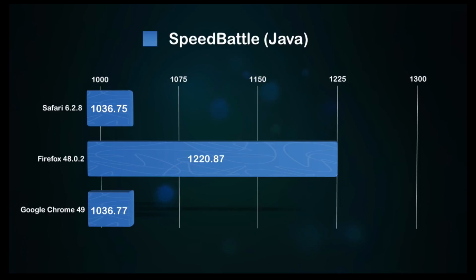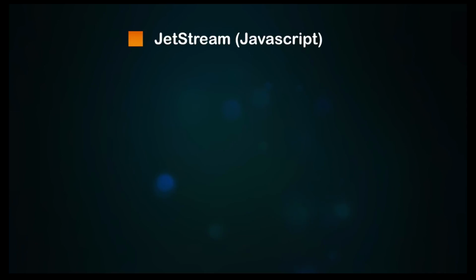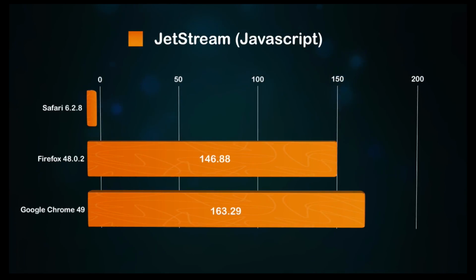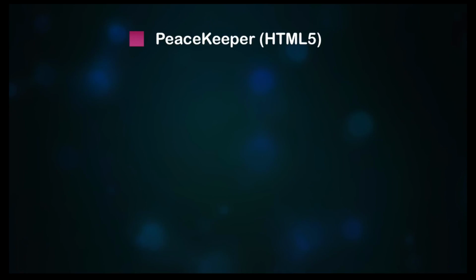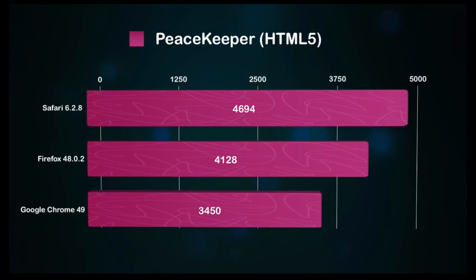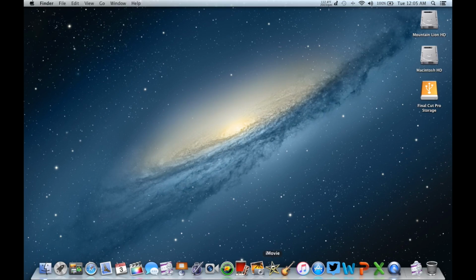As you can see, Firefox is the clear winner in this test, with a benchmark score of 1220.87. Next up, we'll do the Jetstream test. As you see, Google Chrome is the winner of this particular test, with a score of 163.29. It should be noted that Safari actually failed to run this test properly and came back with an error. And then finally, the Peacekeeper test. The Peacekeeper test is for testing the browser's HTML5 performance. Safari is the clear winner in this particular test, with a score of 4694, which is actually interesting because Safari is the oldest browser out of all three.